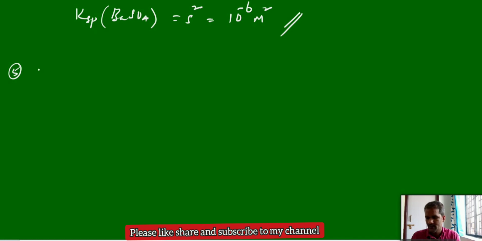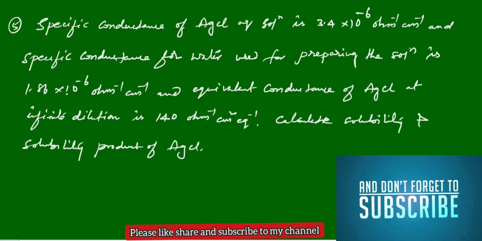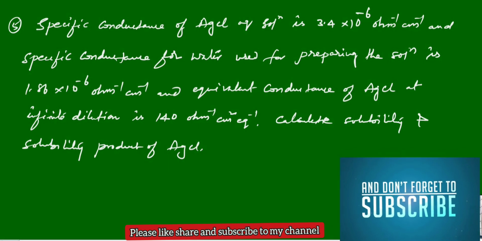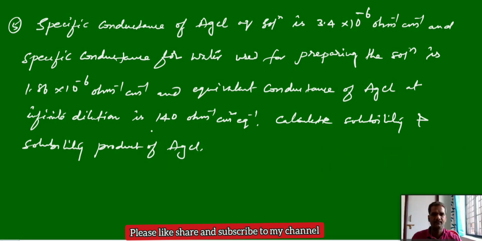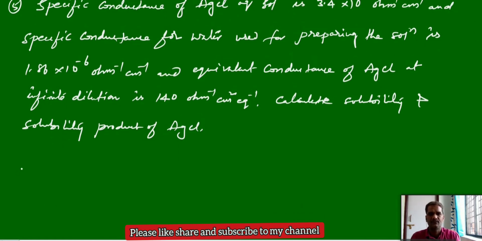Here is a question. The specific conductance of AgCl aqueous solution is given as 3.4 into 10 power minus 6, and the specific conductance of water is given as 1.86 into 10 power minus 6, and also the equivalent conductance of AgCl is given, 140 ohm inverse centimeter square. Then what is the solubility and solubility product? Just like the previous question, but with a small change here. Apart from this, they give the water specific conductance. So in this case, how to do it? Let's see the solution.